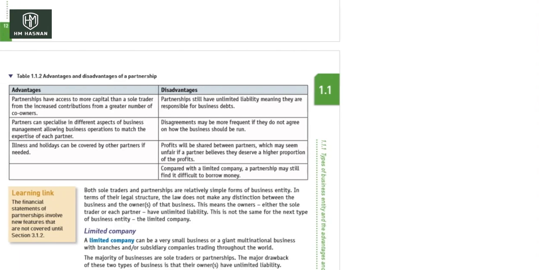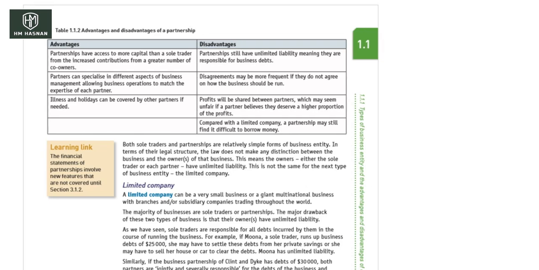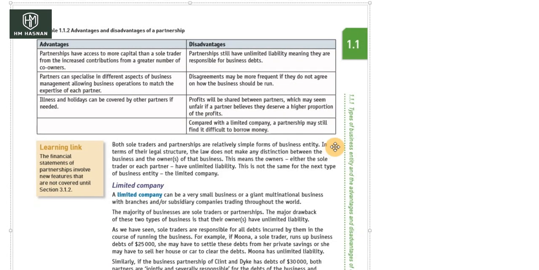Now here are some advantages and disadvantages of partnership business. Number one, what's the advantage of partnership business? Partnerships have access to more capital than a sole trader from the increased contribution from a greater number of co-owners. In a sole trader business, we have only one member, and one member contributes a single capital. But in a partnership, if we want to increase capital, what's the solution?